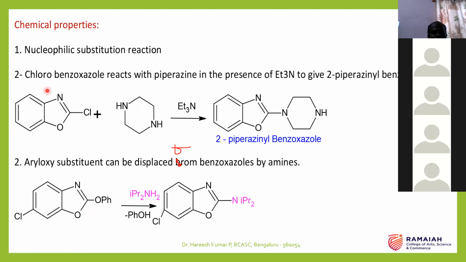The next slide is about the reactions, more particularly chemical reactions. And here I am taking the nucleophilic substitution reaction. I think you are aware of the nucleophilic substitution reaction, the SN1 reaction and SN2 reaction. So what is of our importance? I think this is the chloro.